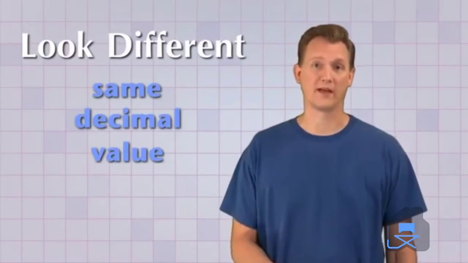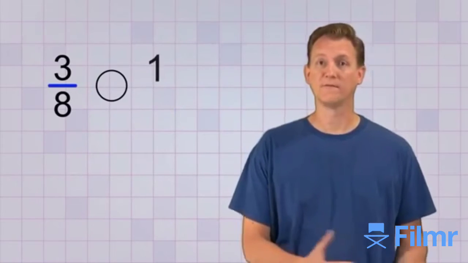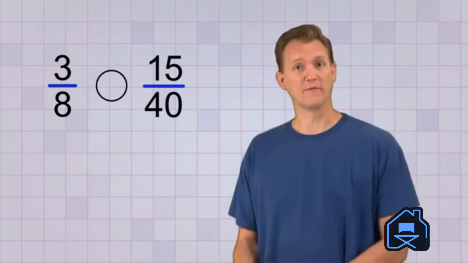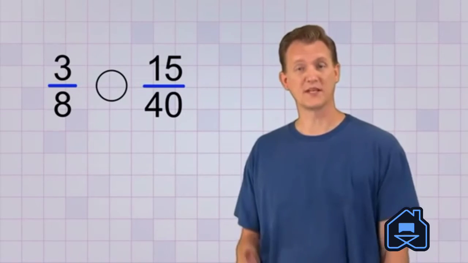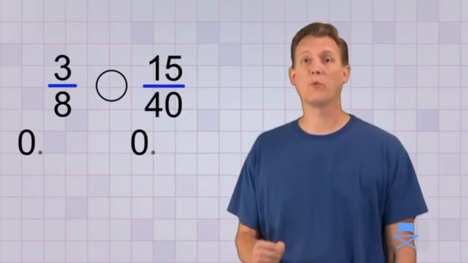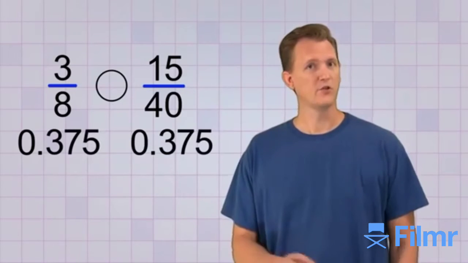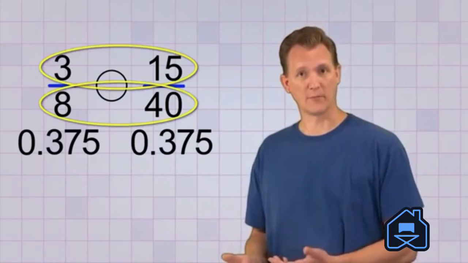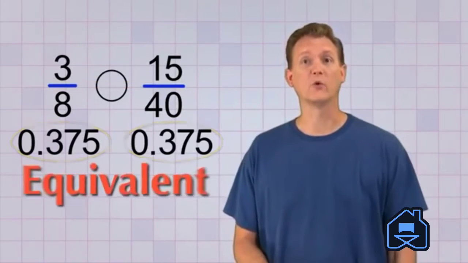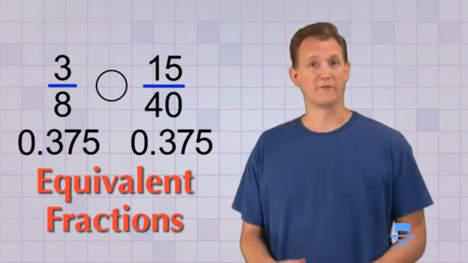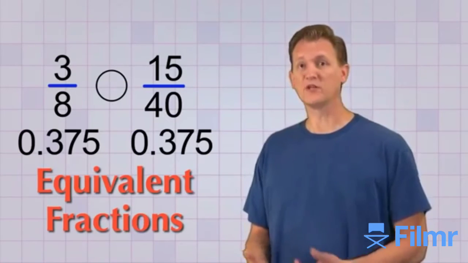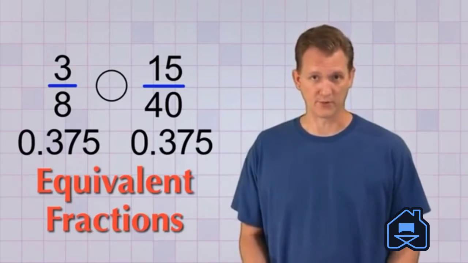Sometimes, when you compare fractions this way, you'll find two fractions that look different but have the same decimal value, like 3 over 8 and 15 over 40. If you convert each fraction to a decimal, you'll see that they both have the value 0.375. Two fractions that have different top and bottom numbers but the same value are called equivalent fractions. If two fractions are equivalent, then you can just use the equal sign to show the comparison between them, like this.